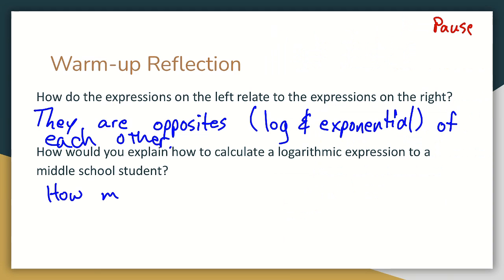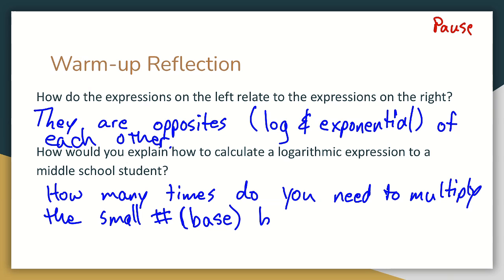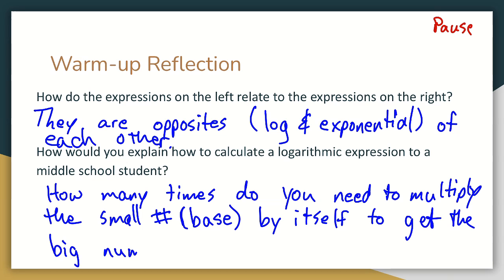How many times do you need to multiply the small number, and here I'm going to insert base in parentheses, by itself to get the big number. The argument.